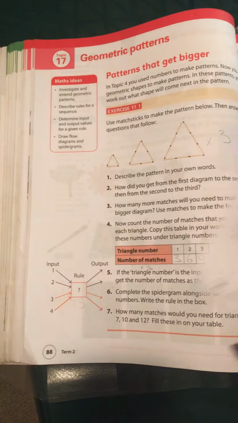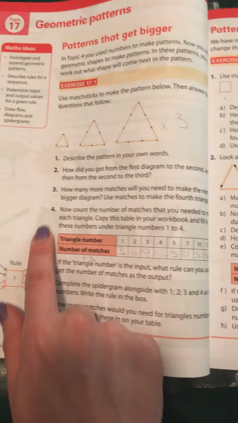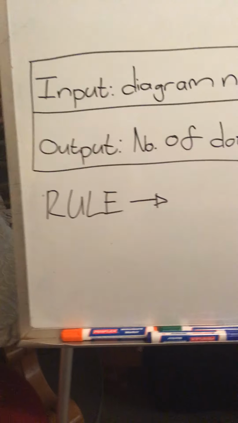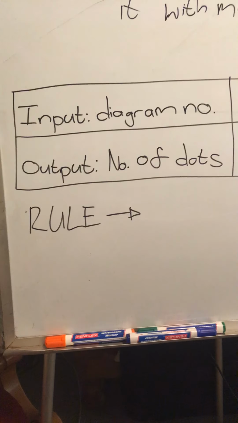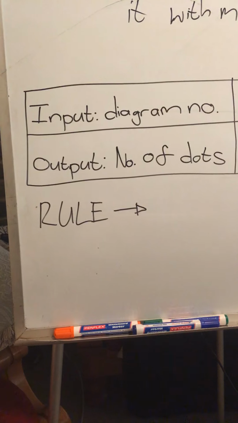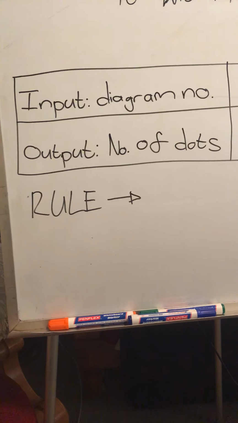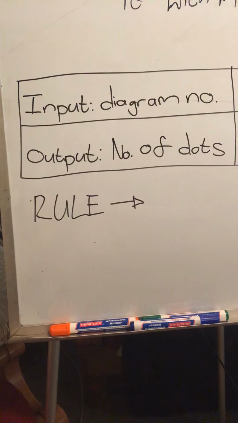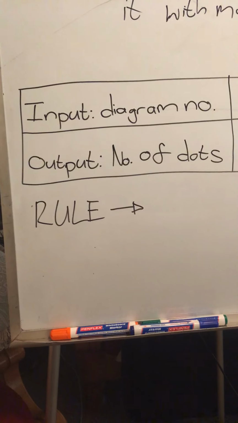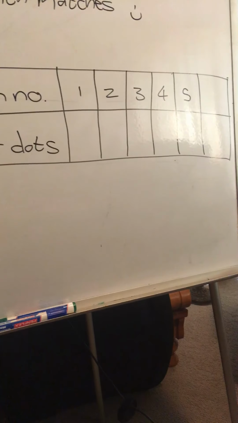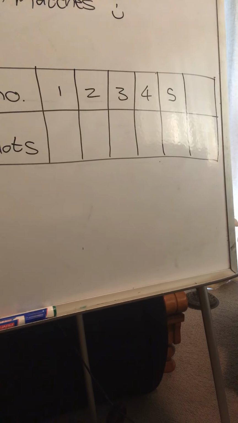So remember, when you draw a table, it's going to look like this and like this. I'm going to explain now. First, you must figure out the rule. So I've done it on the board here for you, if you can see. So I did the input was the diagram number. The output was the number of dots. And then the rule I did at the bottom because I wrote something at the top. So you're going to make space for 1, 2, 3, 4, and 5 and leave an extra block.